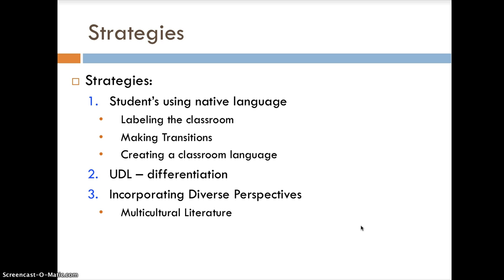Using UDL, you can differentiate the lessons. The teachers were very good at doing that already in centers and materials, but there are other ways they can do that in terms of assessing the students. The third strategy they could use is incorporating diverse perspectives. One author pointed out that having diverse books that depict different cultures motivates EL students to want to read. By incorporating these different cultures, students will want to read more.